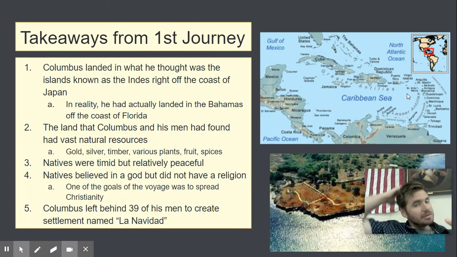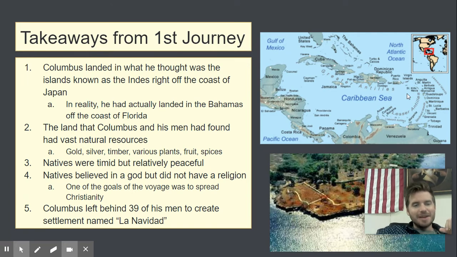The land that Columbus talks about in his journal entries has vast natural resources on these islands. And we're talking about gold being one of the main reasons this journey was sponsored in the first place. Silver, timber, talks about the lush forests. Those trees can be chopped down for lumber. Various plants, fruit, spices, talks about cinnamon, talks about pepper. So again, this is a large economic venture for the Spanish as well.